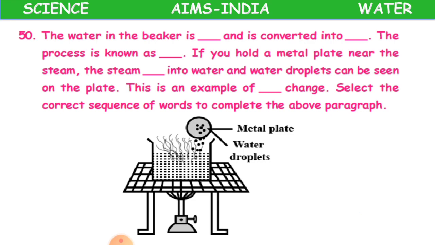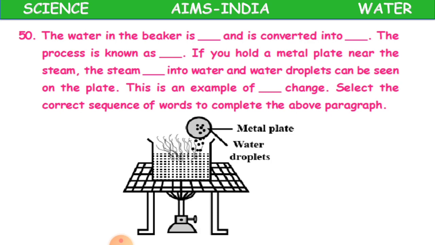If you hold a metal plate near the steam dash into water and water droplets can be seen on the plate. This is an example of dash change. Select the correct sequence of words to complete the above paragraph. Children, here you have to write the correct sequence of these changes, like whatever is happening with the water here.